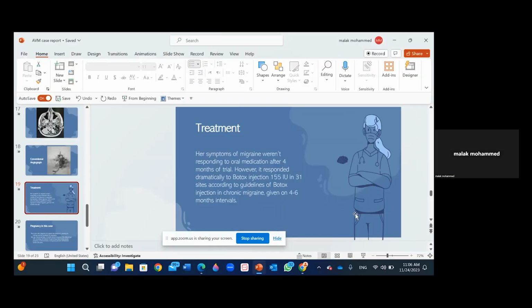However, she responded dramatically to the botox injection, as we mentioned, the 155 international units, 31 sites, with an interval of 4 to 6 months.